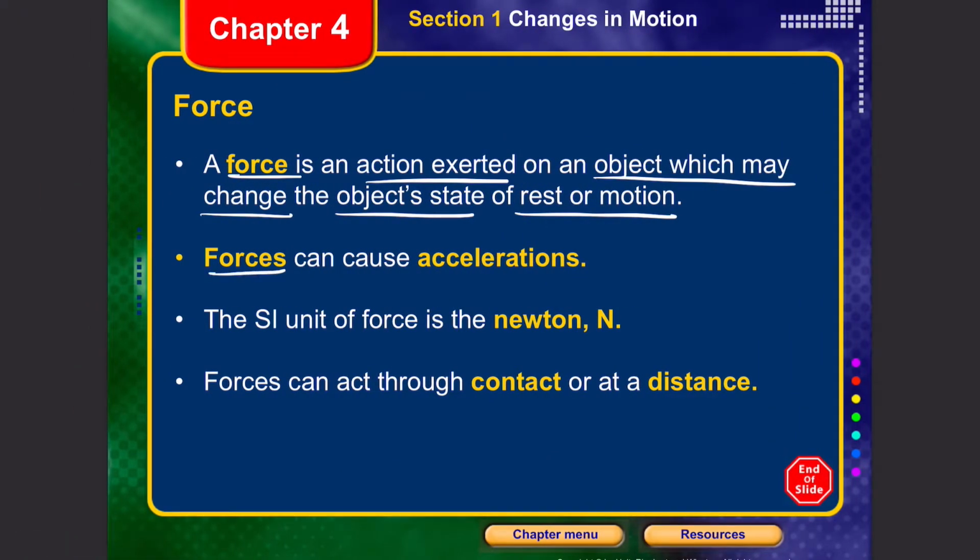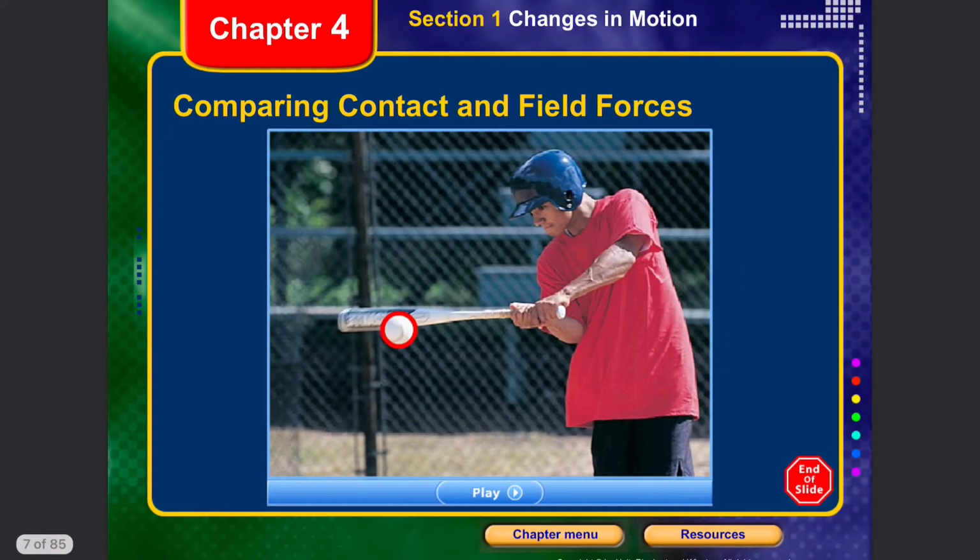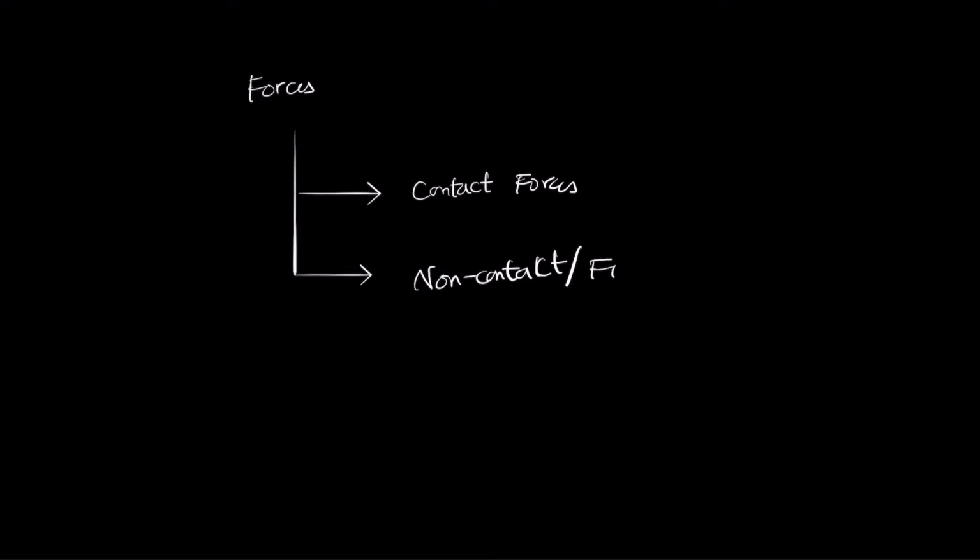Forces are also one of the main reasons to cause acceleration, and the SI unit for force is the Newton. Forces can act either through contact or at a distance. So there are two types of forces in general, contact forces and non-contact or field forces.